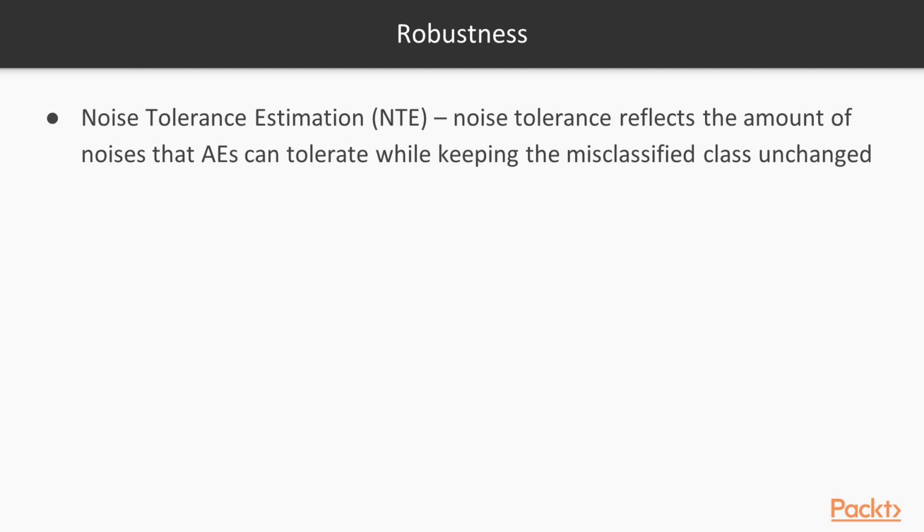If we deal with physical examples, robustness is an important measure. The first one is noise tolerance estimation. Noise tolerance reflects the amount of noise that adversarial examples can tolerate while keeping the misclassified class unchanged. Specifically, noise tolerance calculates the gap between the probability of the misclassified class and the maximum probability of all other classes.